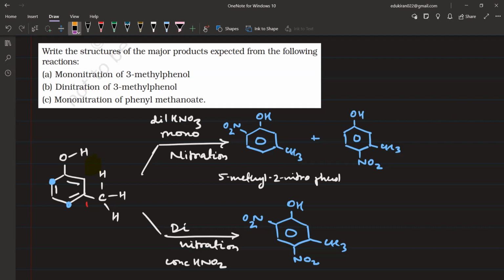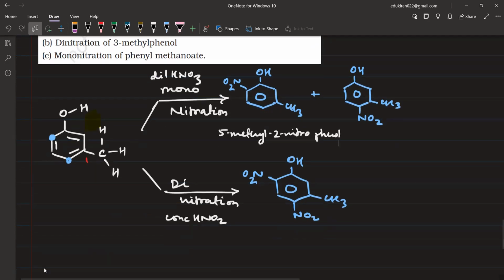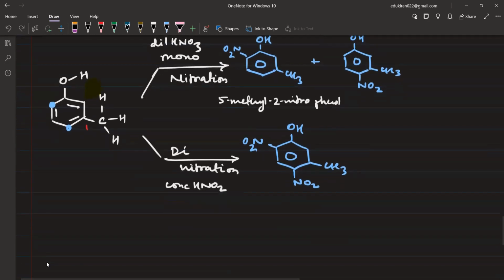Then we will look at phenyl methanoid. First of all you have to know how this structure looks like, phenyl methanoid, then only you can write the product. So phenyl methanoid first of all we'll make, phenyl is nothing but a benzene ring.